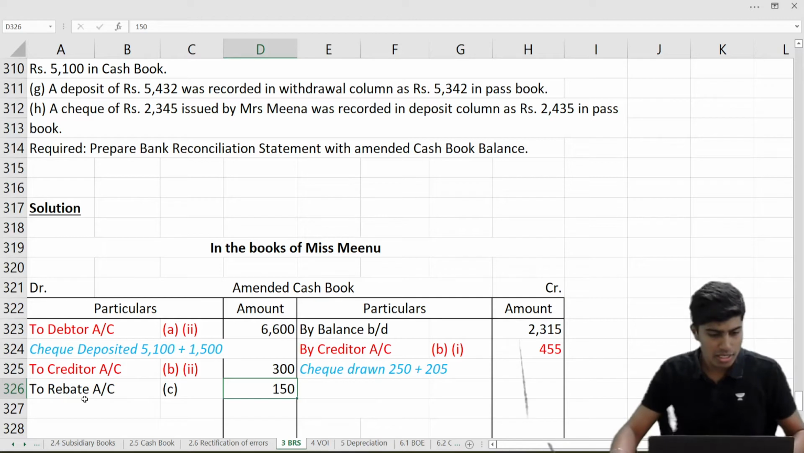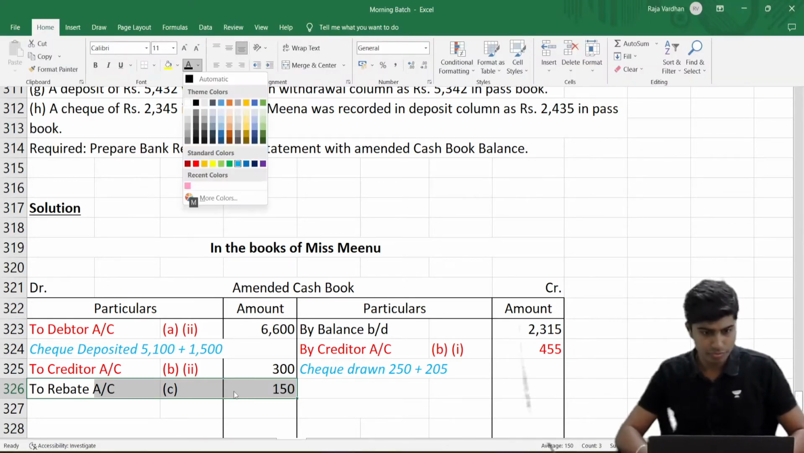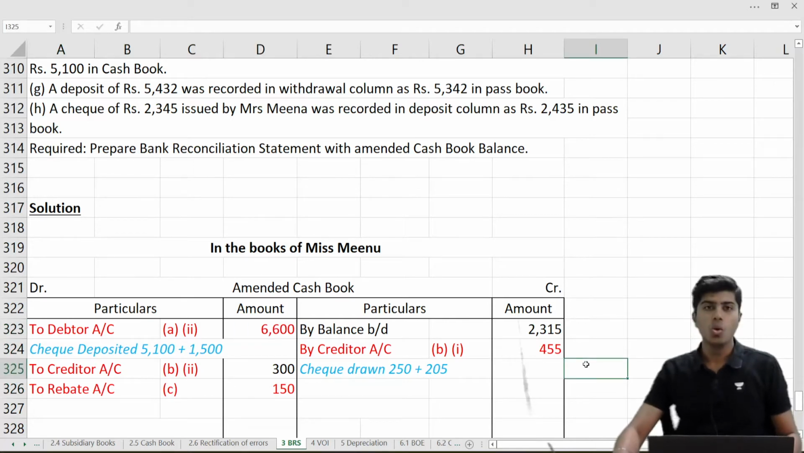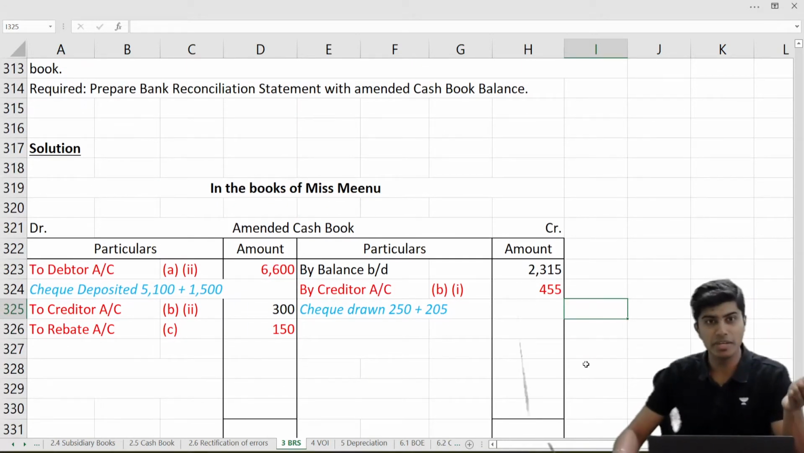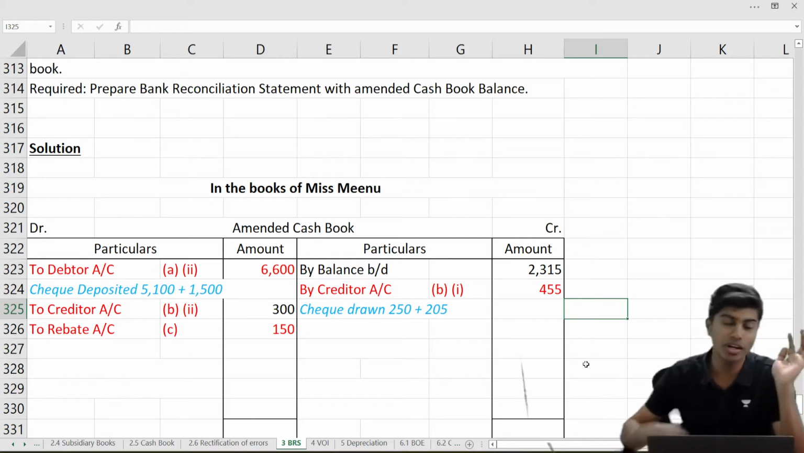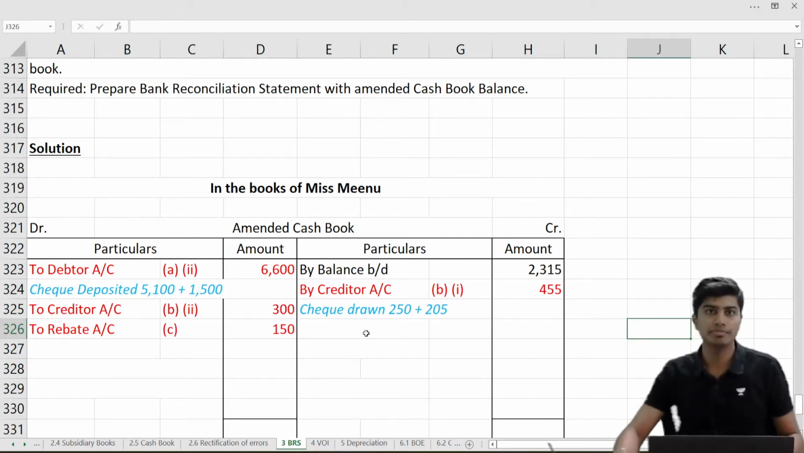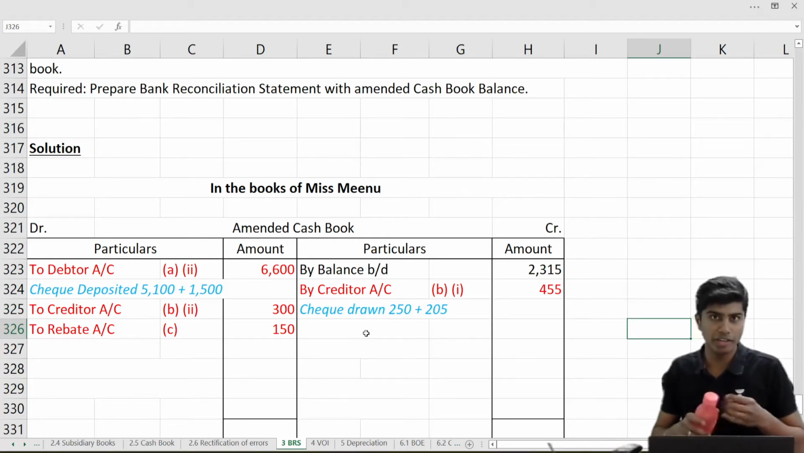Clear? Chalo, let me make this red. Yep, 150 is income that is basically received on retirement of the bill, but we had not recorded it. Instead of recording this 150, by mistake we recorded 10,000 in the cash account. Now we're writing this 150 because it was omitted in the previous part. Any doubts in this? I hope you shouldn't be having any.